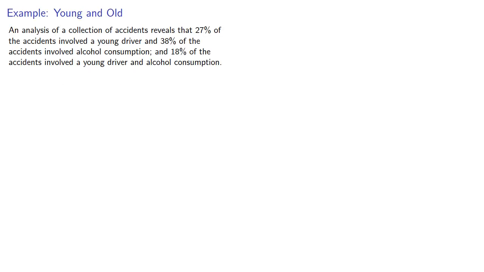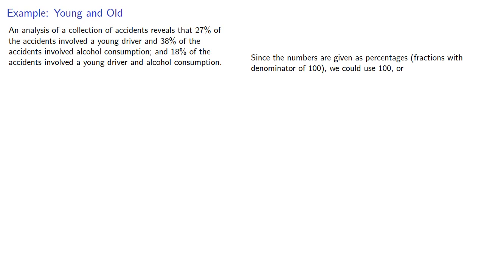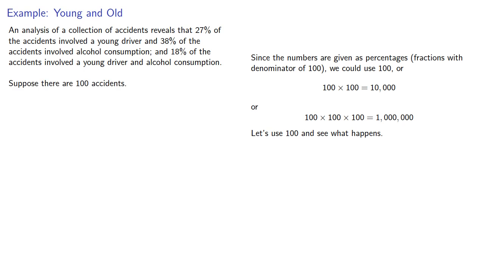For example, suppose we have an analysis of accidents and 27% involve a young driver, and 38% involve alcohol consumption, and 18% involve a young driver and also alcohol consumption. Now, since the numbers are given as percentages, fractions with denominator 100, we could use 100, or 10,000, or 1 million. So let's use 100 and see what happens. Suppose there are 100 accidents.